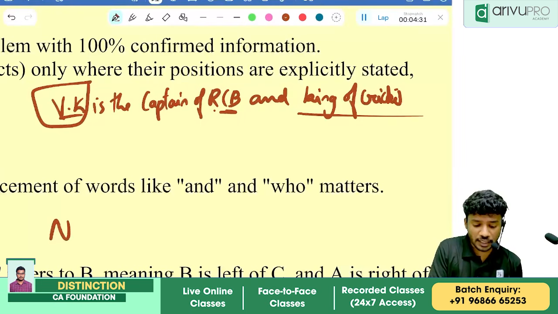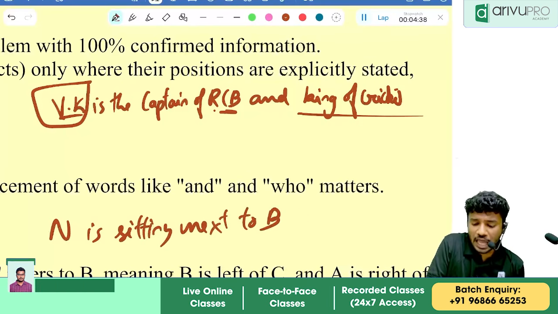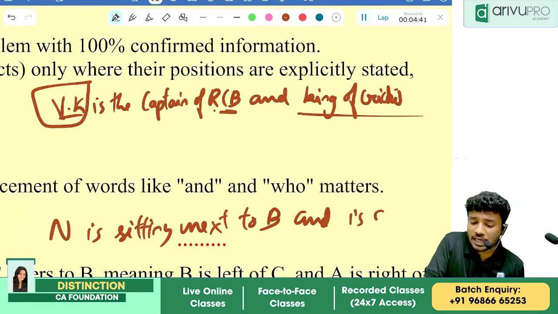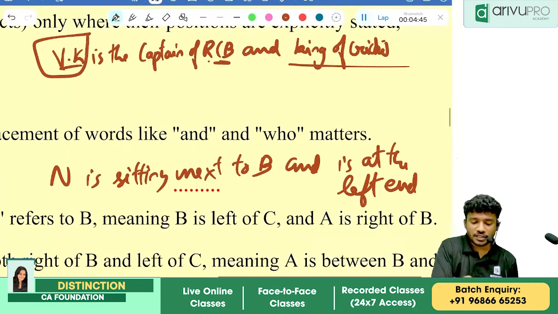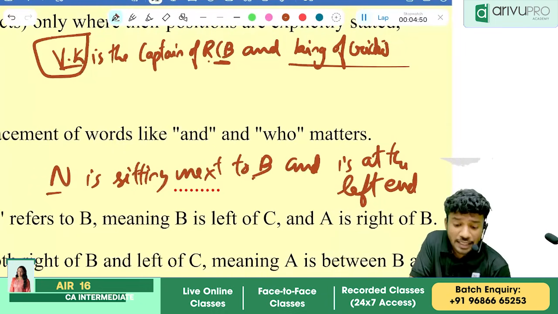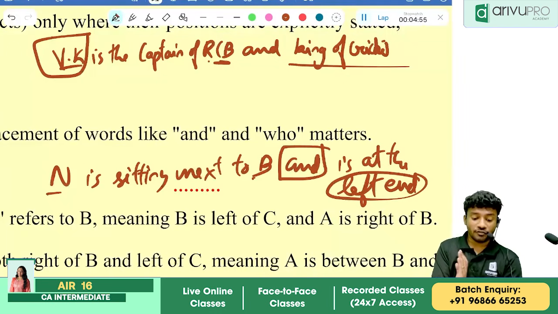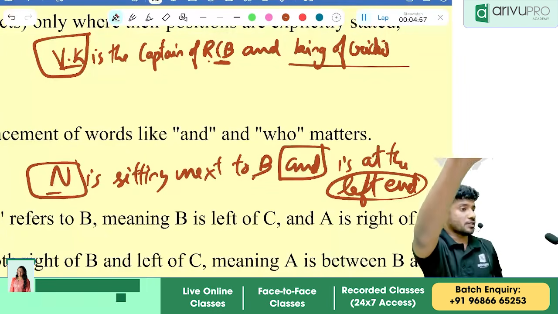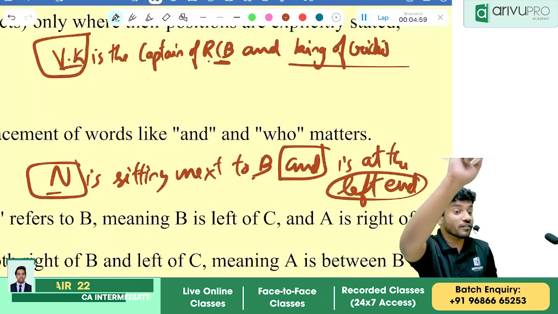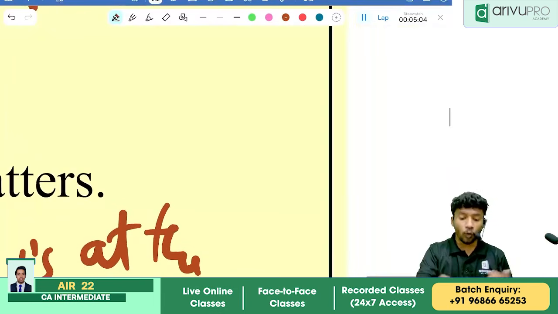Then I am going to say N is sitting next to B and is at the left end. So who is at the left end? N is sitting next to B. Okay, N and B are neighbors to each other. But N is sitting where? At the left end. Whenever you see "and", we are talking about the first person. Whoever we were mentioning till now, we were talking about the first person. Now, people, we need to know what is "who".